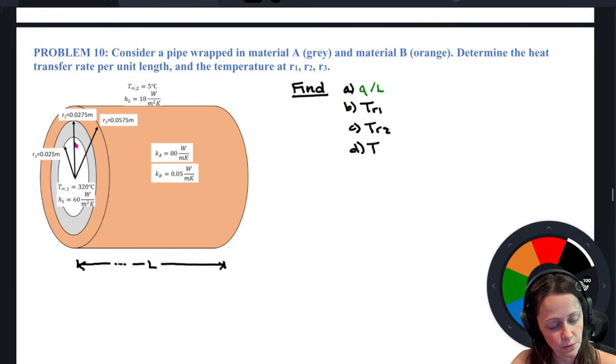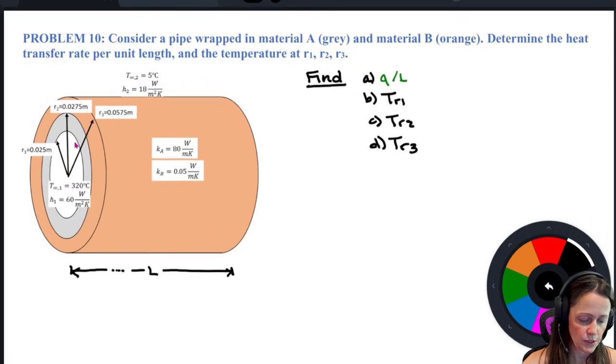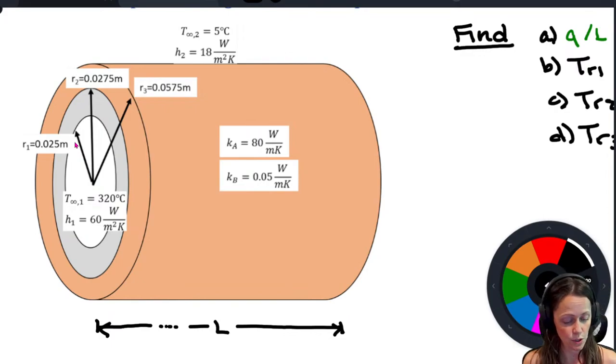And then we want TR3, so the temperature at each of those radii. All right, so let's look at it real quick, just to make sure that we understand what's going on. In the middle, we've got convection, right? So you've got some fluid flowing through at 320 degrees Celsius, and you've got a convective heat transfer coefficient associated with it. Then you've got two layers, one gray, one orange, and then on the outside, you've got convection.